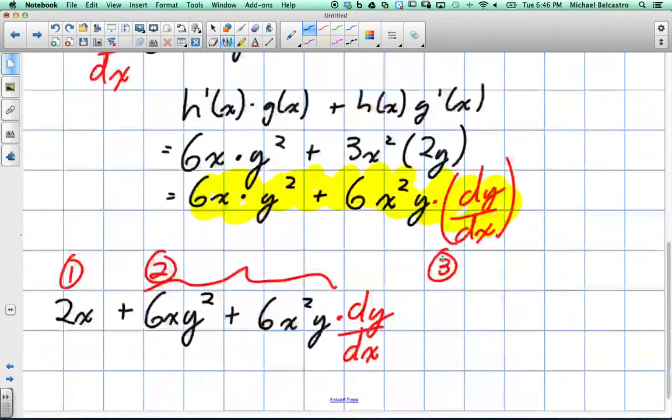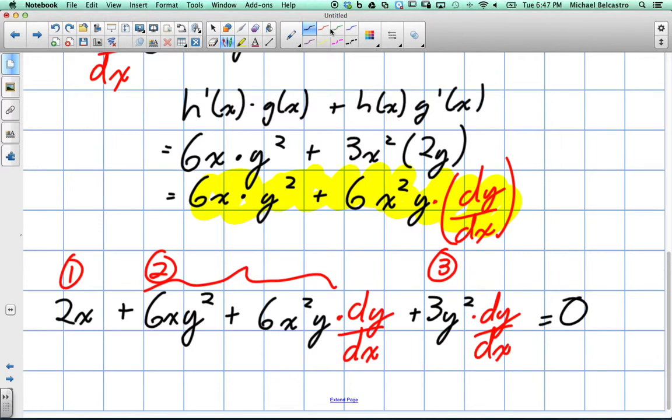Yes. Okay, good. So plus 3y to the power of 2 still has to be times dy over dx because we derived a y value. And then our constant was 0. That was our term 4.